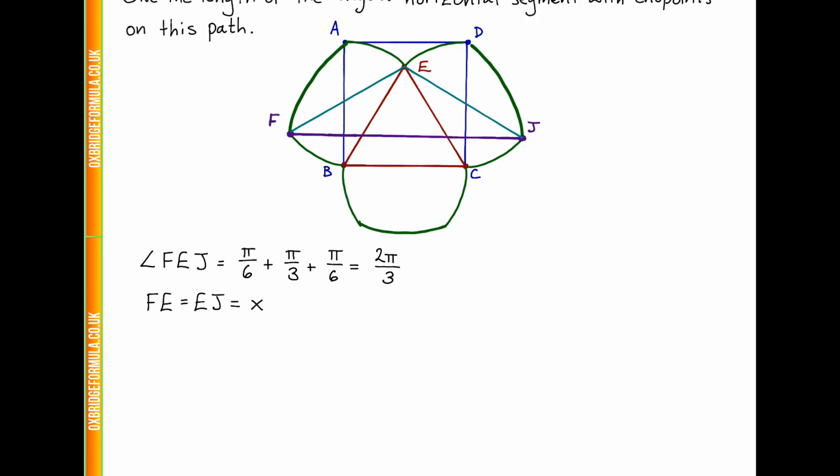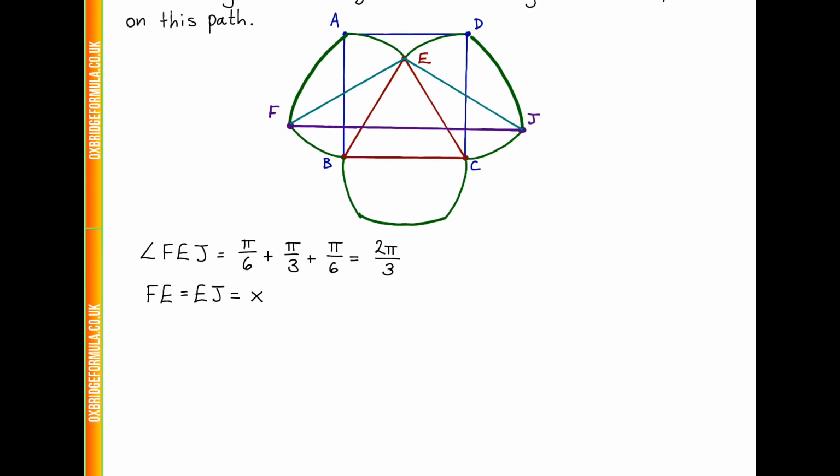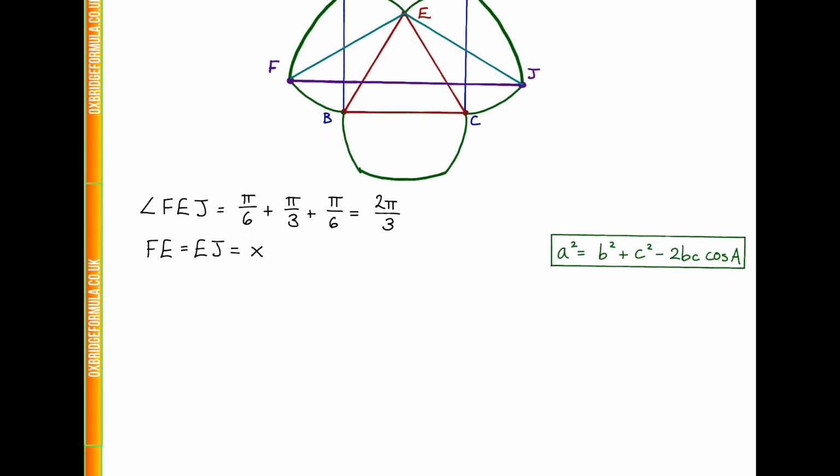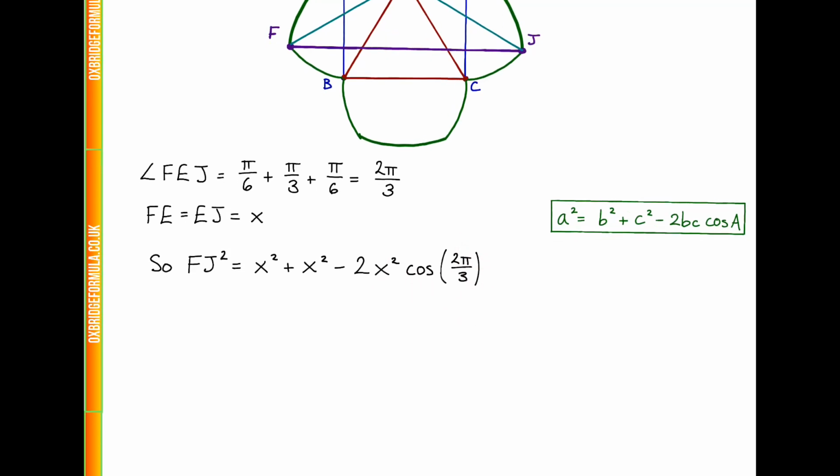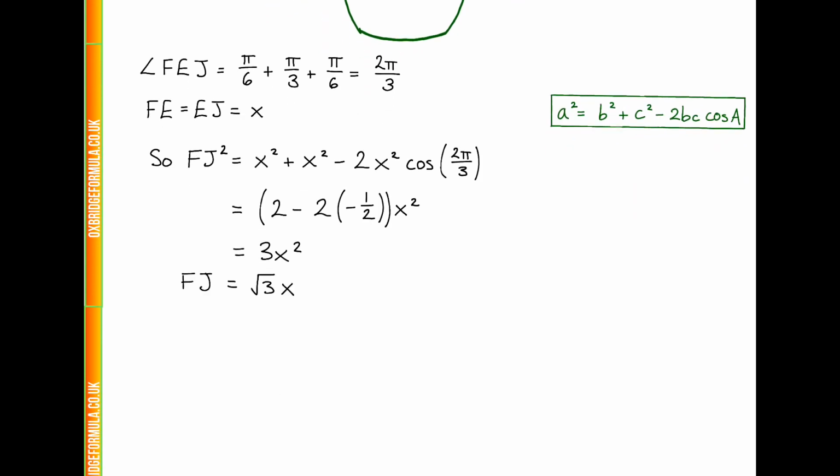Now, remember, our plan was to find FJ, and we can do this by using the cosine rule, which you should remember. Plugging in our values, we get that FJ squared is x squared plus x squared minus twice x squared cos 2 pi by 3. And so, collecting terms, factoring out x squared, and evaluating cos 2 pi by 3 to be minus a half, we get that this is 2 minus twice minus a half x squared, simplifying to 3x squared. And hence, our length FJ is given by root 3x. And this is our final answer for this question.